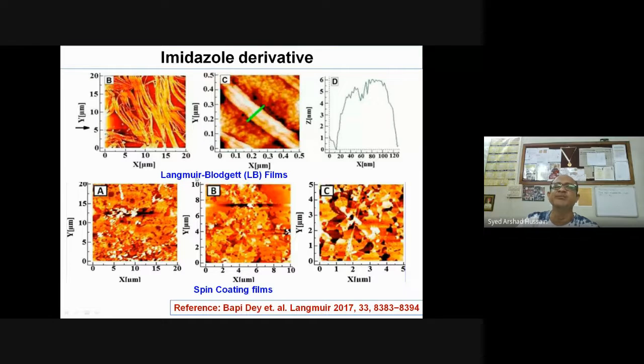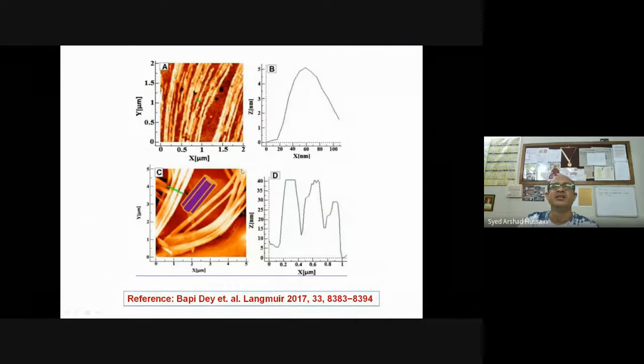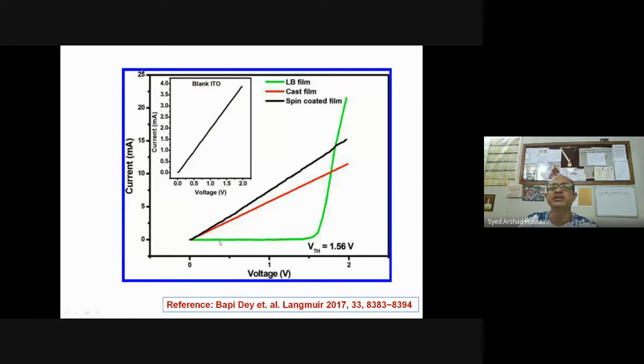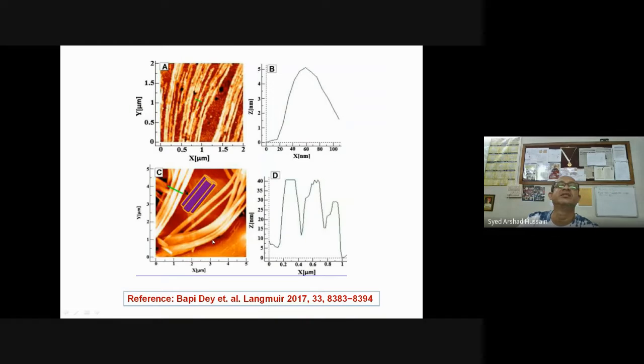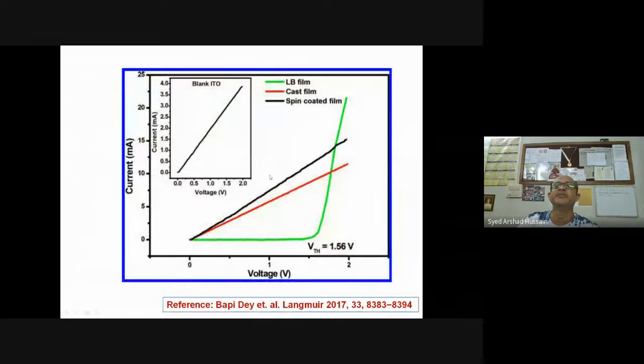You see, when we use the Langmuir-Blodgett technique to deposit this material onto the solid support, it forms organic nanowire. You see, this is a single nanowire, and the diameter is of the order of say 100 nanometer. The same material, when we try to deposit using spin coating, you see the structure is different. And interestingly, we have observed that the property of this structure and this structure is different, although it is from the same material. Here also, we prepared a bundle of these nanowires. And here I am showing the IV characteristics of this imidazole derivative, with devices prepared using three different techniques: one is spin coated, one is cast film, one is LB technique.